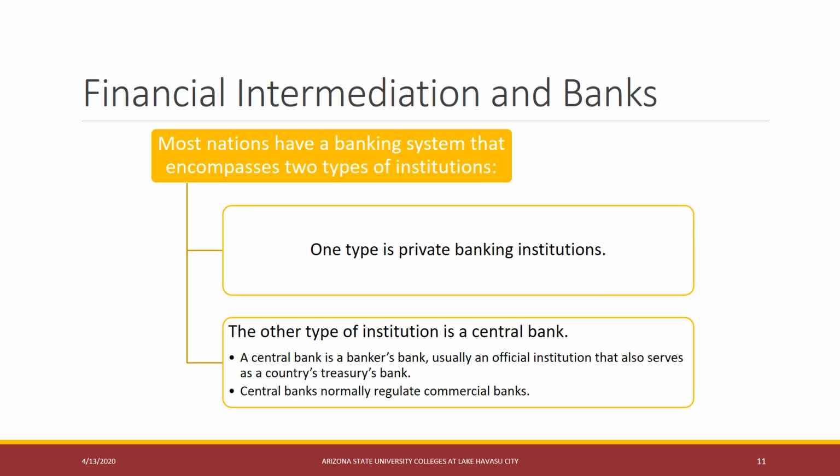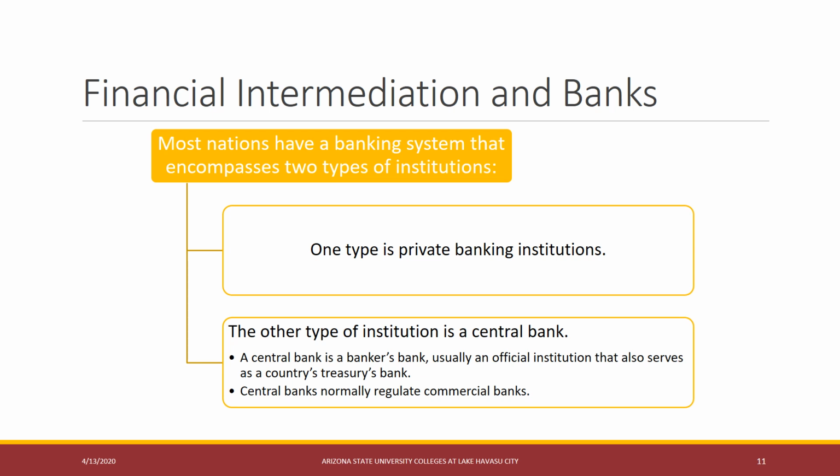Now, the important aspect of this chapter is to focus on financial intermediation and banks. Most nations, including the United States, have a banking system that encompasses two types of institutions. One type consists of privately owned, profit-seeking institutions such as commercial banks and thrift institutions. The other type is a central bank, which typically serves as a banker's bank and as a bank for the national treasury or finance ministry.